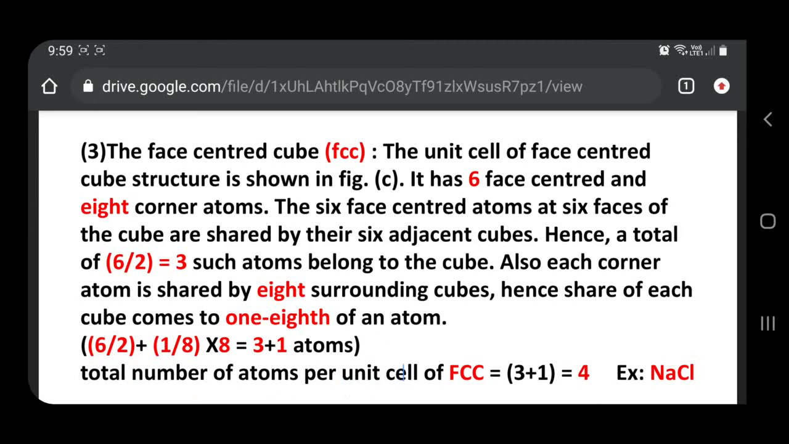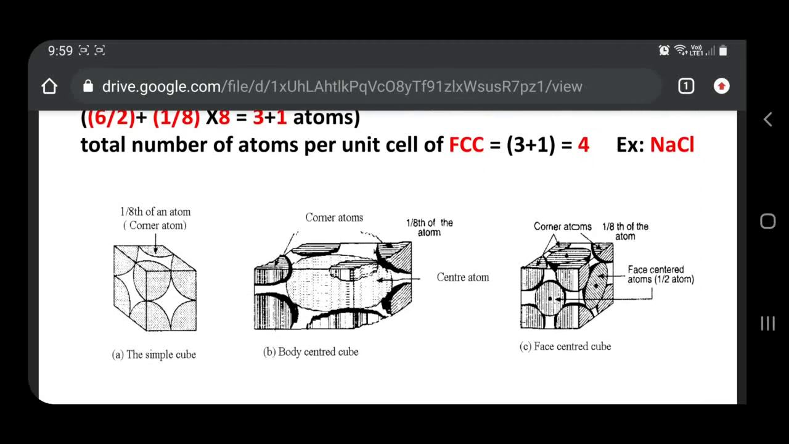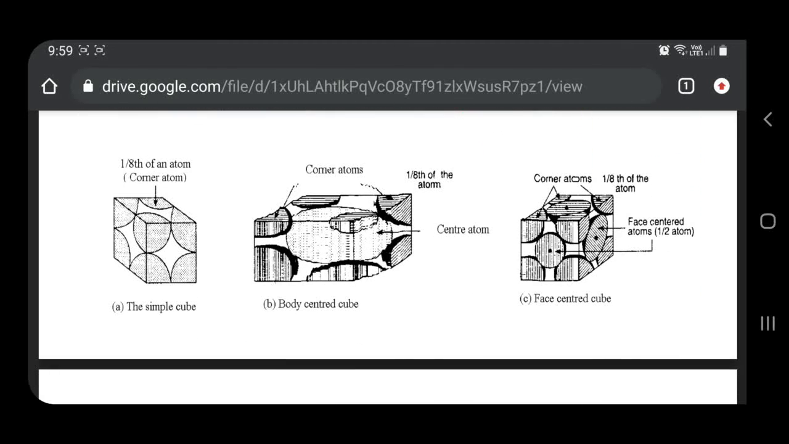Total number of atoms per unit cell of face centered cubic is 3 plus 1, that is equal to 4, and sodium chloride is a best example of FCC, that is face centered cubic. A detailed study of sodium chloride is frequently asked in the university exam, also for 5 marks. And you can just observe the 3 pictures.